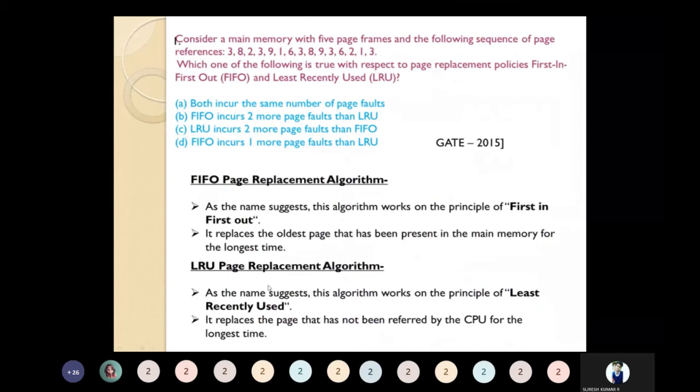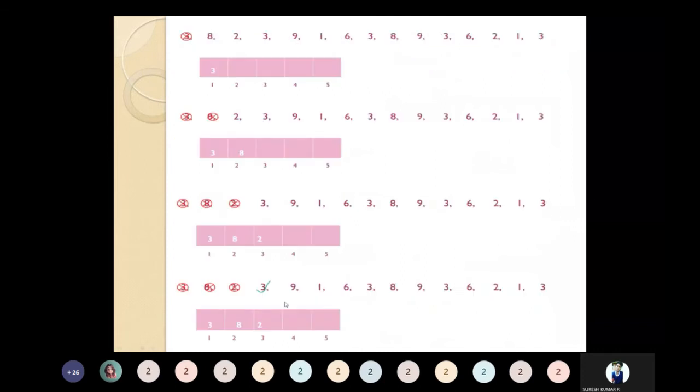And LRU, that is least recently used: the page that has not been referred to by the CPU for the longest time is replaced. This is the LRU page replacement algorithm. First we have to solve by the FIFO method. Here the whole string is given. Initially, when 3 comes, 3 will be placed in the first frame.